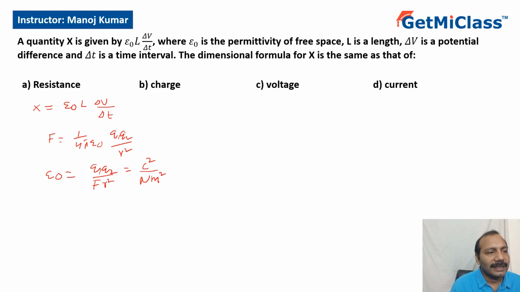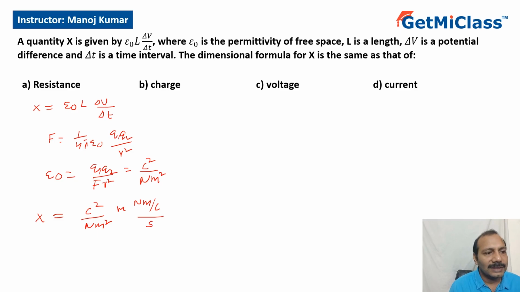In that way, I can write the units of x equal to Coulomb square by Newton meter square. Length is meter. Delta V, potential difference, is energy per unit charge, so joule per coulomb. I'll write joule as Newton meter per coulomb, by delta T. Delta T, time interval, is second.